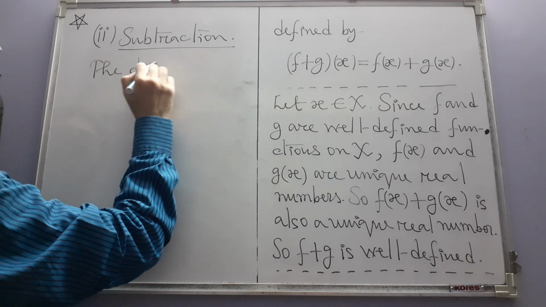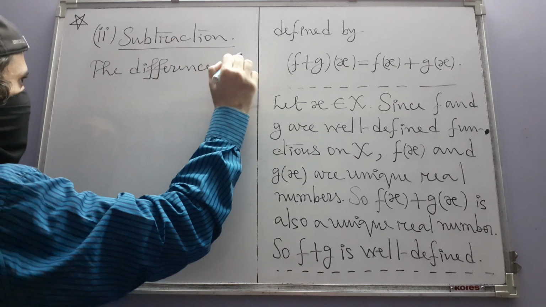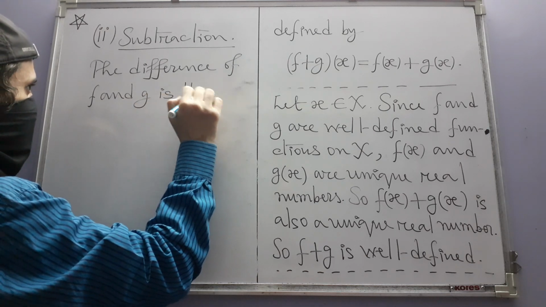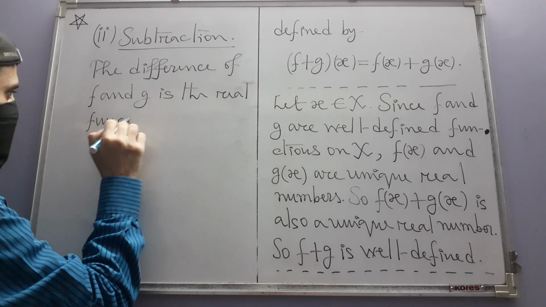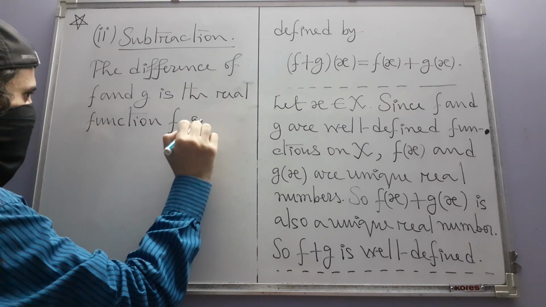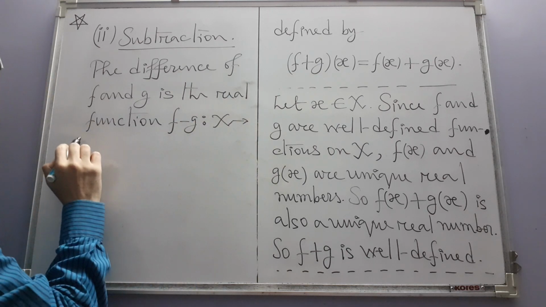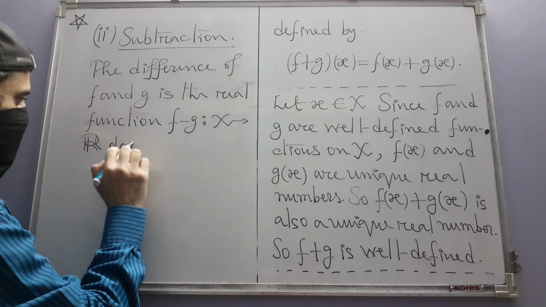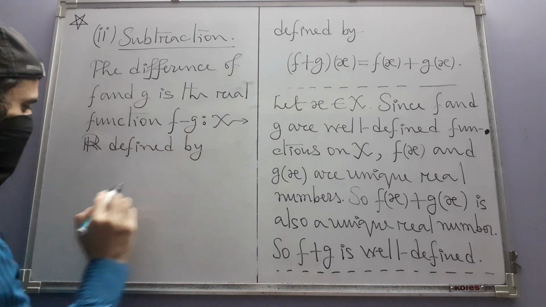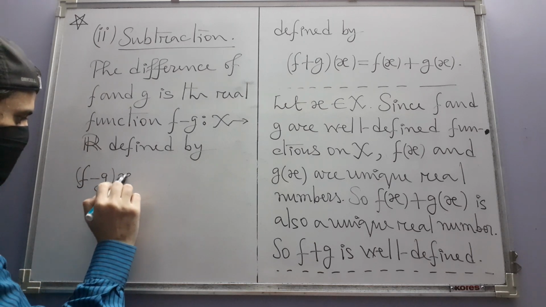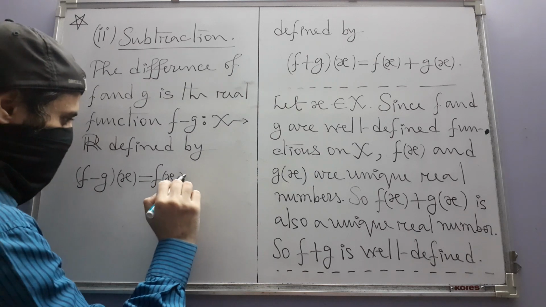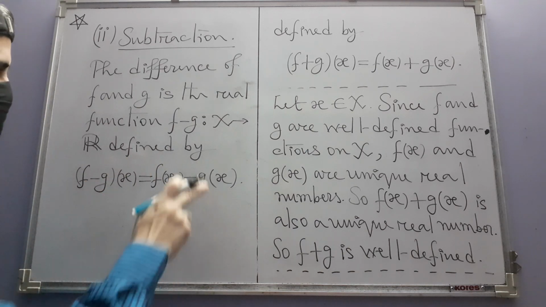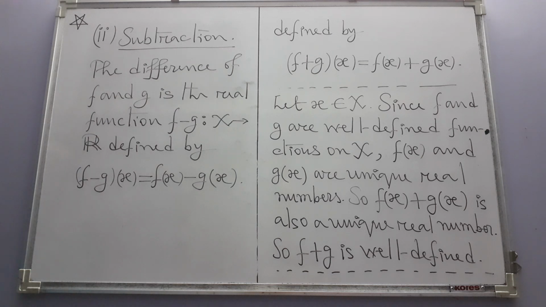The difference of f and g is the real function f minus g. It also has X as its domain, so it's a real function, so it will be from X into R. Defined by, you can already guess what I am going to write here, f of x minus g of x. So, just like that one, this difference is also a well-defined function with that same set as its domain.